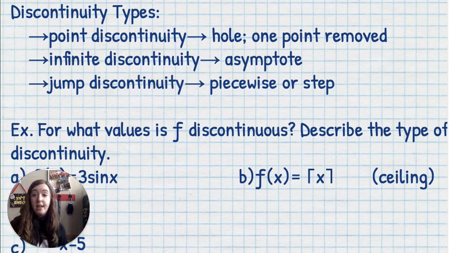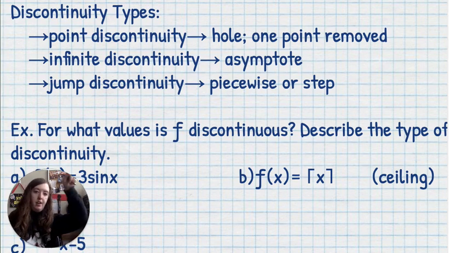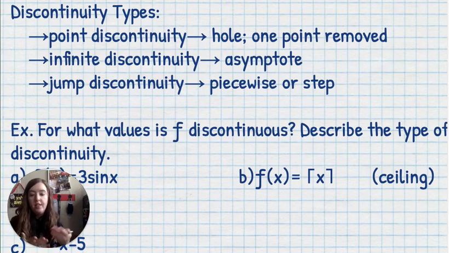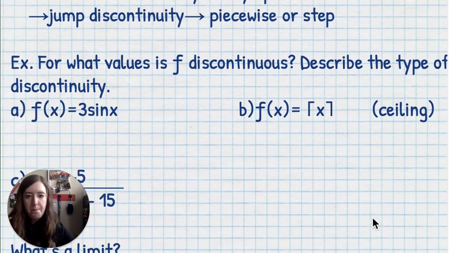The other type of discontinuity is going to be piecewise or step functions. Piecewise are when you have one piece of a graph over here and then another graph over here, it kind of does a little jump in between. And then step functions, we'll look at the ceiling function here in just a moment.